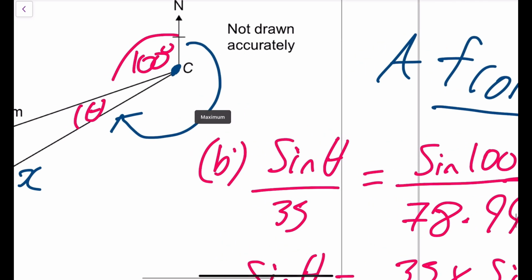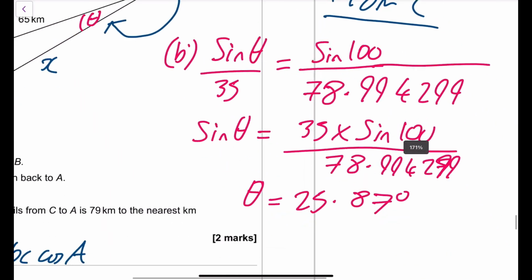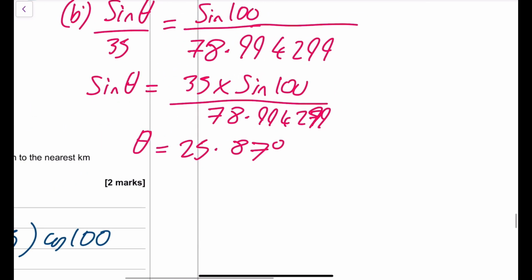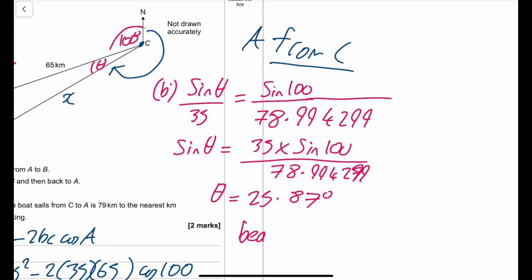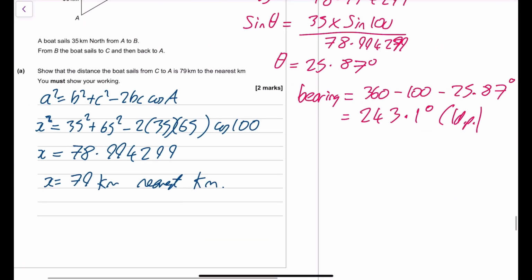Now remember what answer I'm looking for. I'm looking for that blue circular angle there. So that is going to be 360 minus 100 minus your angle theta. Sorry, going all over the place here. So my bearing is 360 minus 100 minus 25.87. Haven't gone to too many decimal places here. And what I've got is 234 point, and we'll go for 0.1 degrees, that's the 1 decimal place. Okay, tough enough question.